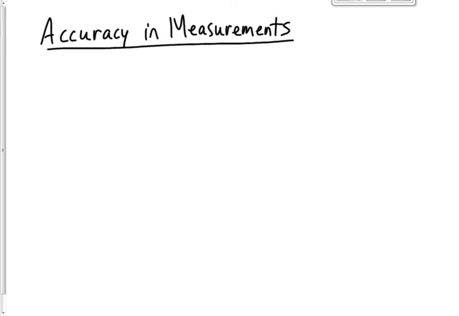All right, so this is the accuracy in measurements video. First thing we have to do is go over a few definitions. So the first definition we're going to look at is the accepted value. The accepted value is the standard value of a measurement. So it's what you should get. It's the correct answer.